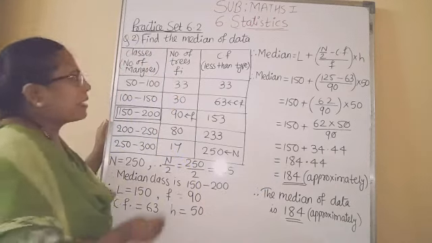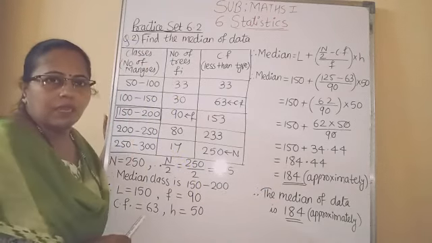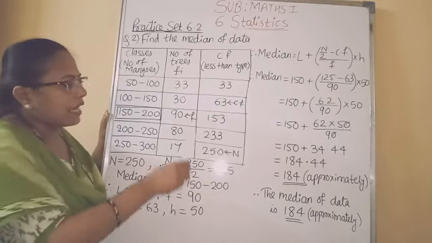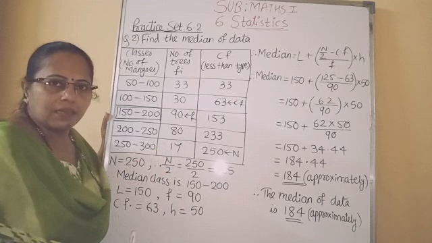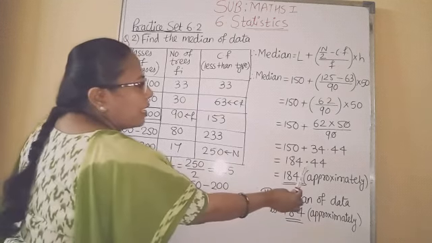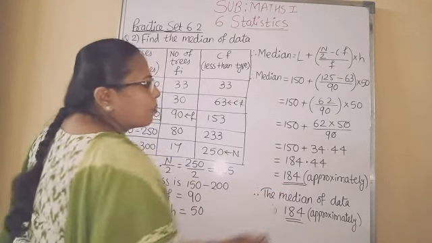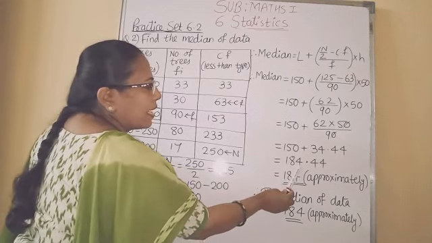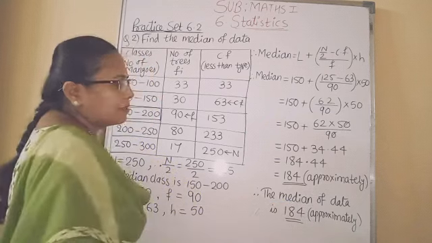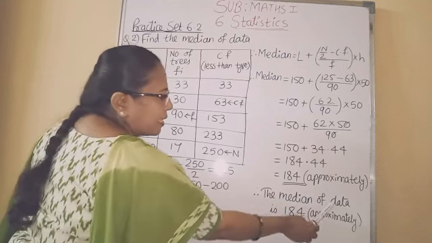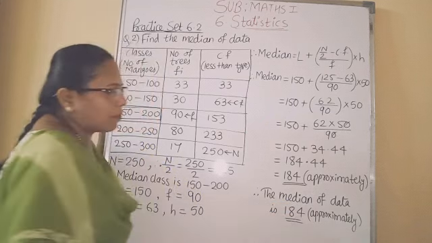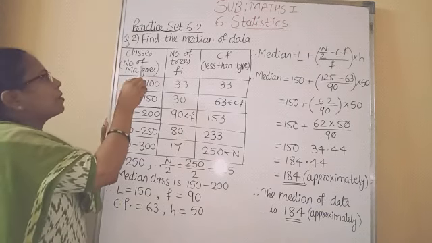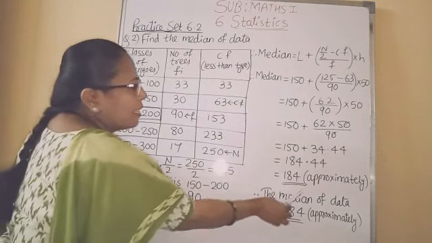But this median represents the number of mangoes, and the number of mangoes is never in decimal form. So write the answer as an integer, approximately. Now here after the decimal point the digit is 4, which is less than 5. So we will get the answer 184 only, approximately. Therefore the median of data is 184 approximately. Understood? Here the median is related to number of mangoes. Therefore we wrote the answer as an integer.